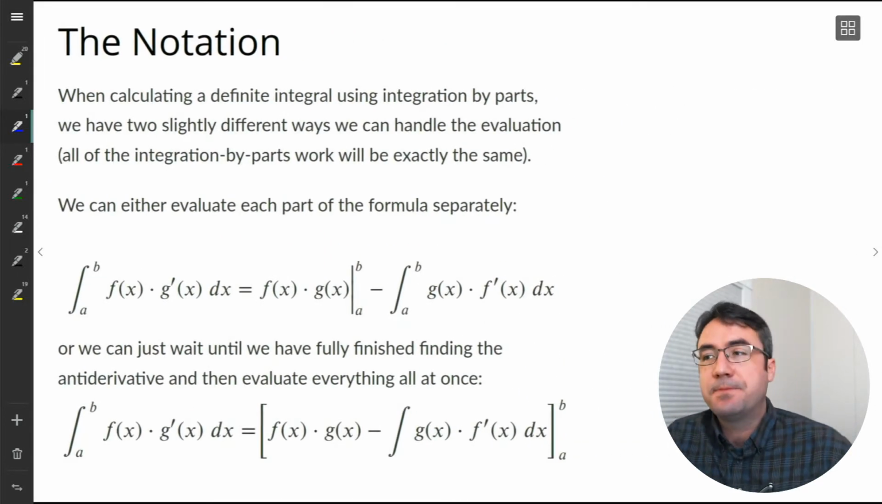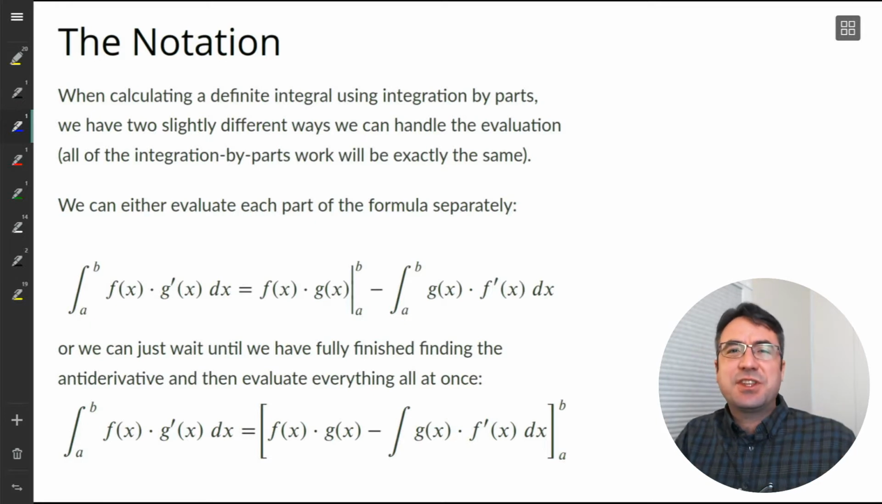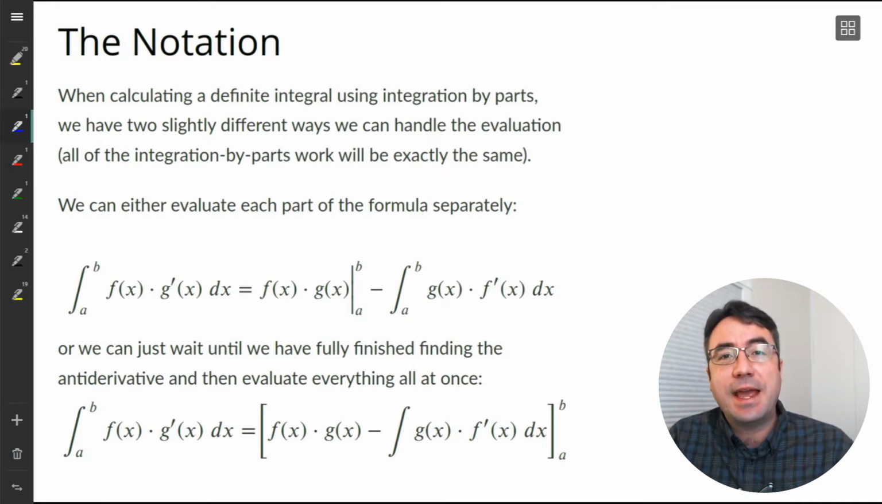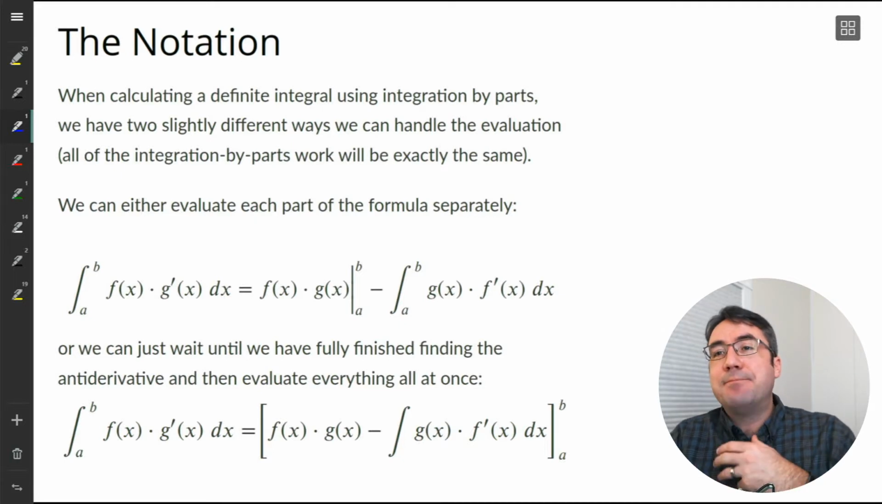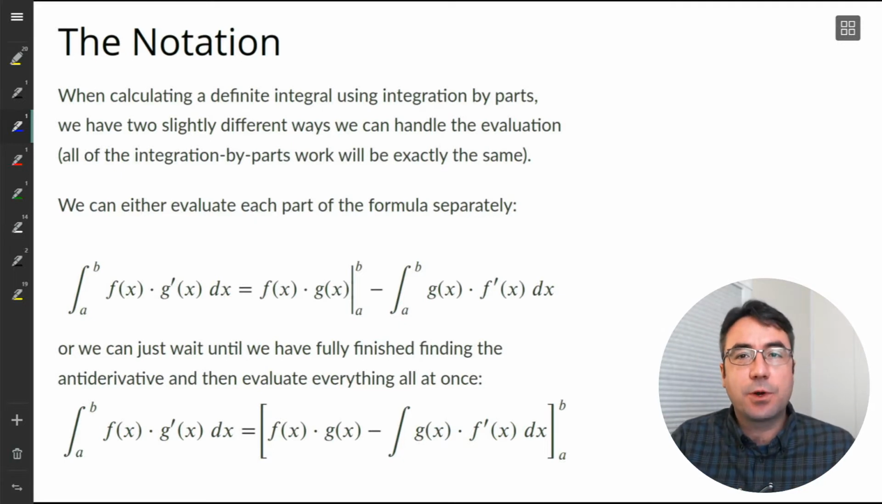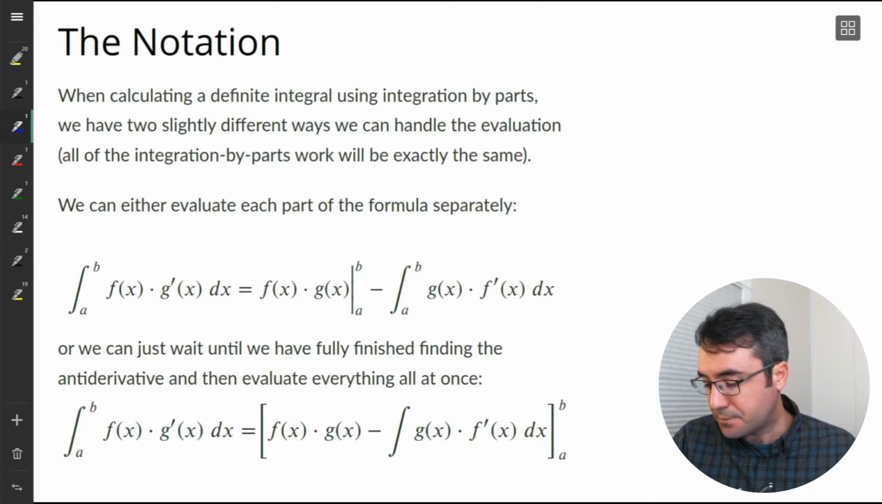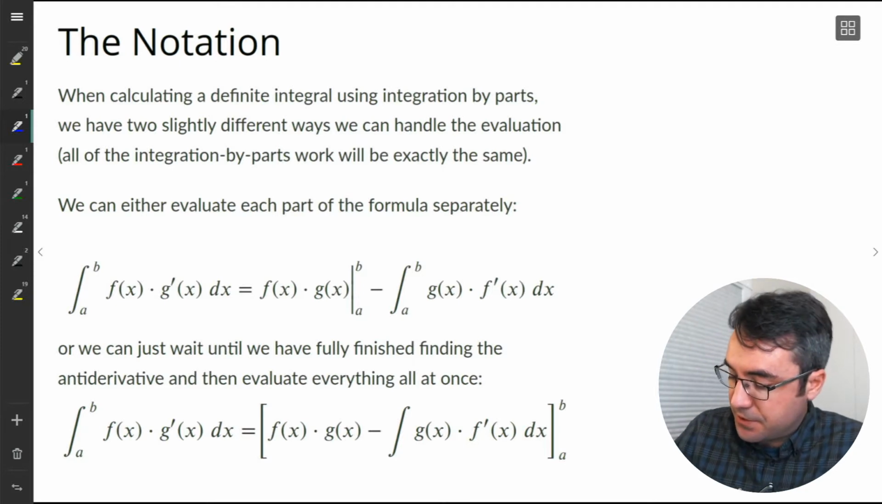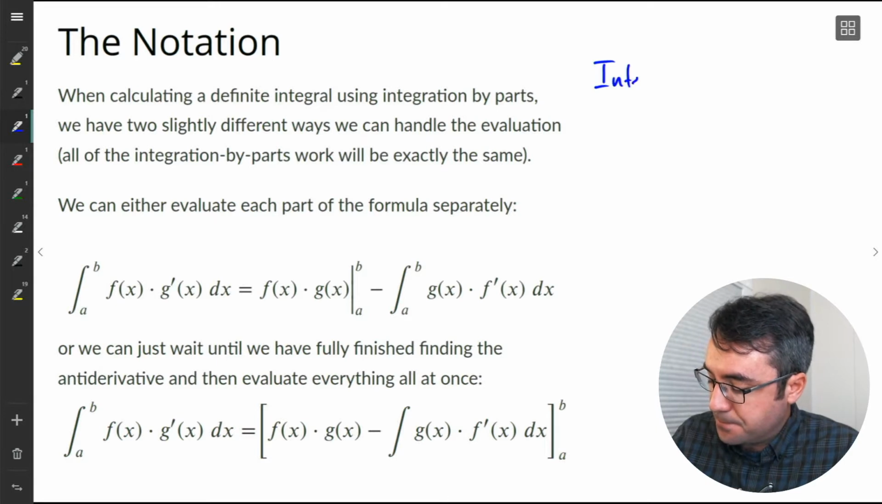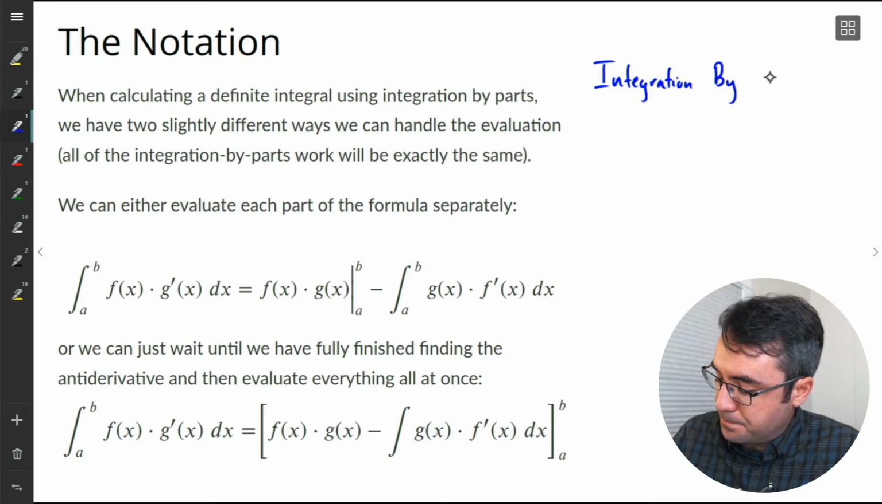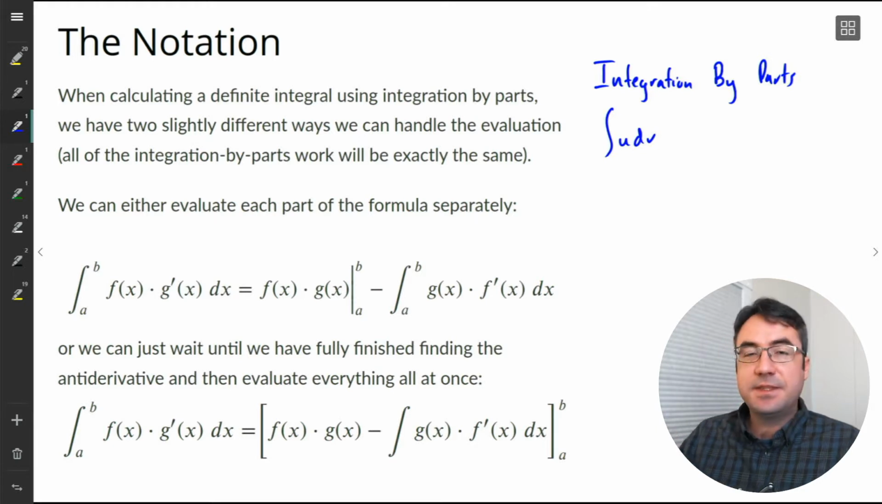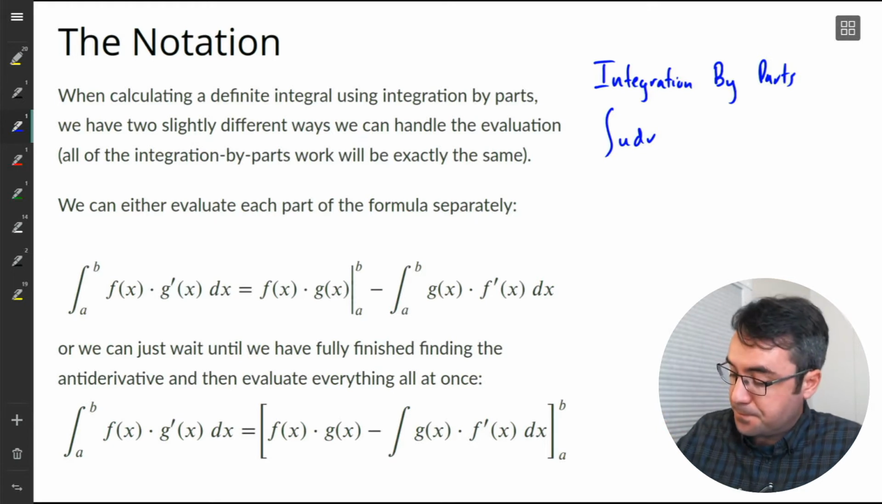So first of all, the notation. There are two slightly different ways we can handle the evaluation, but all of the actual integration by parts work is going to be exactly the same. Let's recall our formula first, the short version. The integral of u dv, the integral that we're trying to do, is equal to u times v minus the integral of v times du.